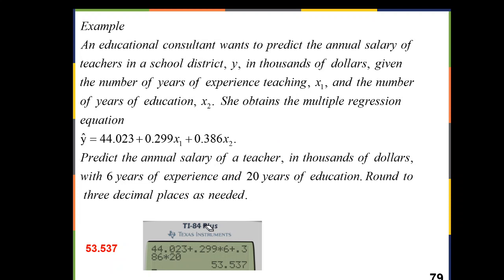So all we have to do is use a calculator and put this plus this times the number that we are given, which is 6, plus this times 20 years of education. So 53.537, because it is in thousands, right? So we have to move the decimal 3 places to the right. The y hat is in thousands, so the number that we get, we have to multiply by 1,000. And that's it.